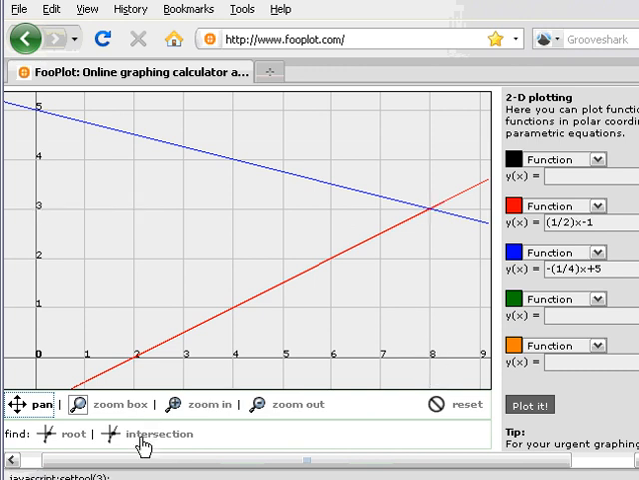And down below, there's an intersection tool. Click it once, and then click anywhere nearby the point of intersection, and fooplot will find the point of intersection for you. So indeed, we were right. The x coordinate is 8, and the y coordinate is 3. So let's go back to the algebra and see if we can find the same thing, that x is 8 and y is 3 for these two lines.